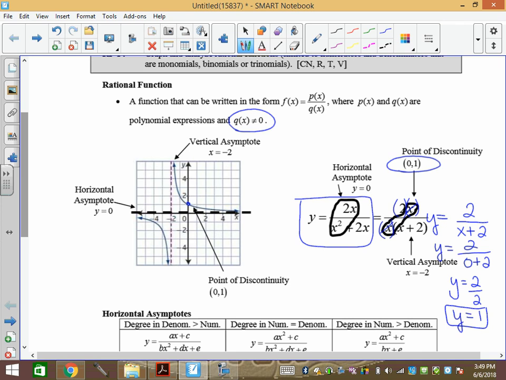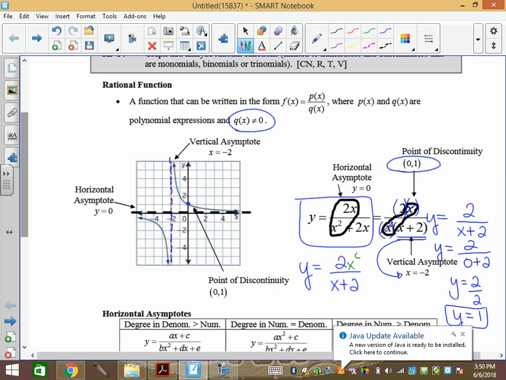On the denominator, after I cancel that point of discontinuity off, I'm left with x plus 2. Well, that would leave me with a vertical asymptote because it didn't cancel off. So I have a vertical asymptote at x equals negative 2 as well. And then I'm left with 2 over x plus 2. Well, I know that if this is degree 0 and this is degree 1, if the numerator is smaller than the denominator, I have a horizontal asymptote at y equals 0. So that's why I have that. And I draw the rest of my graph, making sure I leave my point of discontinuity.